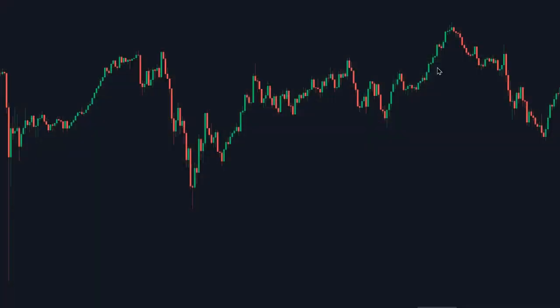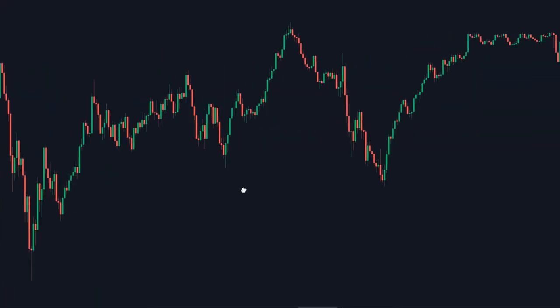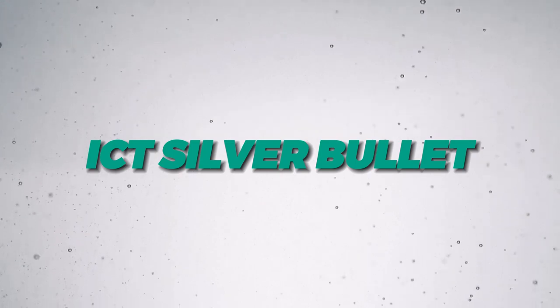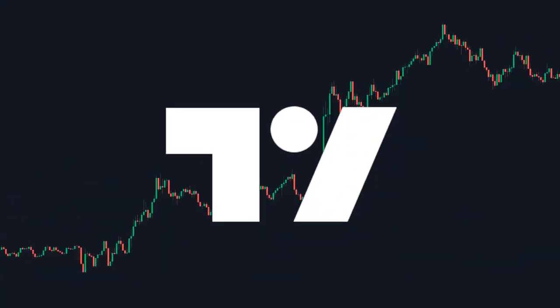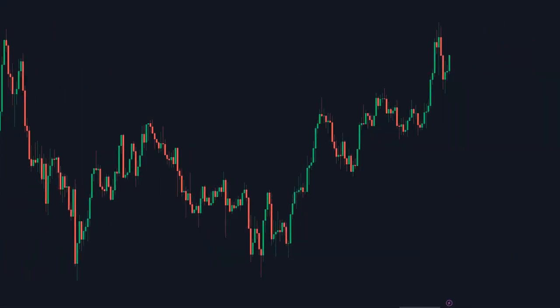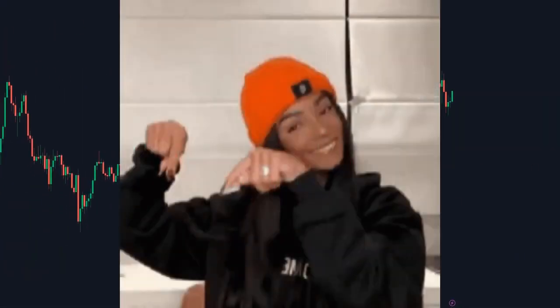Let's get into it. Now, the main indicator of this strategy is called ICT Silver Bullet. To add it to your chart, you're gonna go to TradingView, which is the trading platform that I'm gonna be using. If you need to sign up, the link for that will be in the video description.